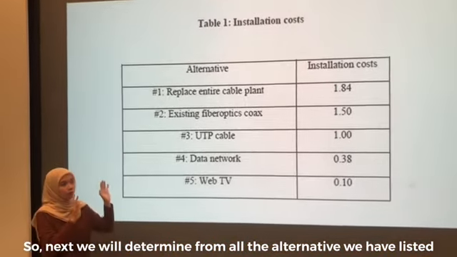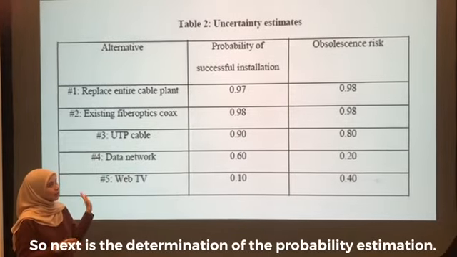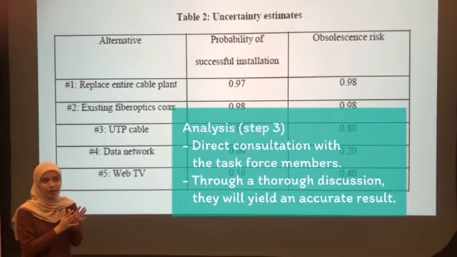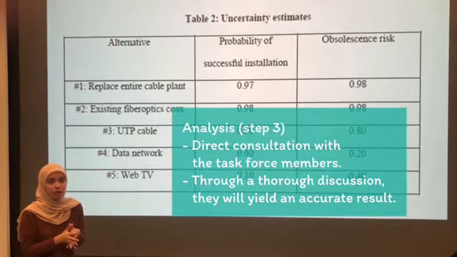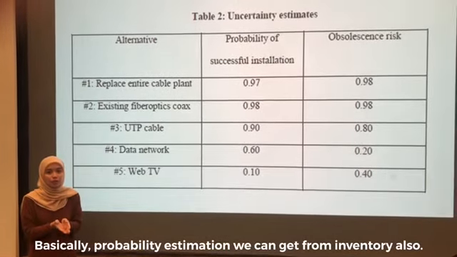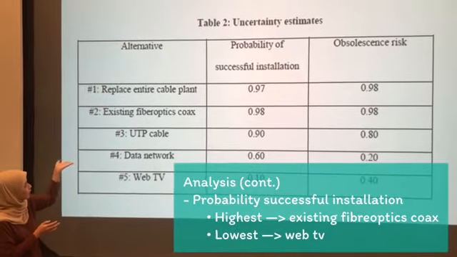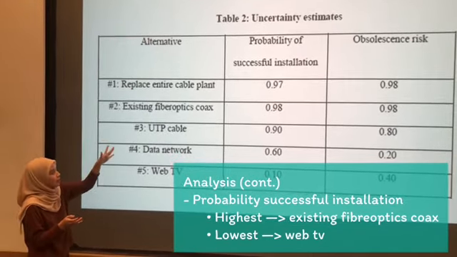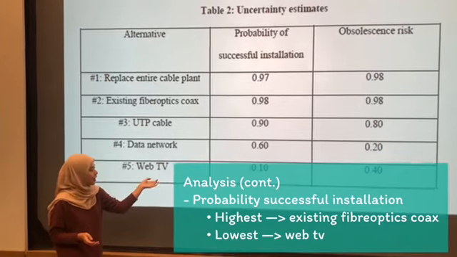Next, from all the alternatives we have listed, we will determine the installation cost. Next is the determination of the probability estimation. We know how they solved this case study: by direct consultation with the task force members, because they believe that through thorough discussion they will yield an accurate result. Basically, probability estimation we can get from the event tree also. Among the listed alternatives, the highest successful installation is by using fiber optic cord, and next is replacing the entire cable plant. And we see that the lowest successful installation is web TV.